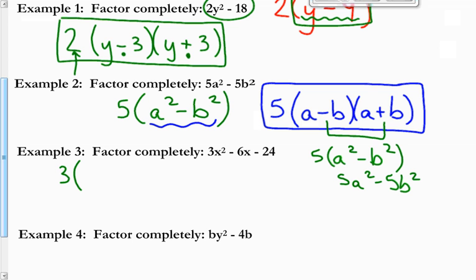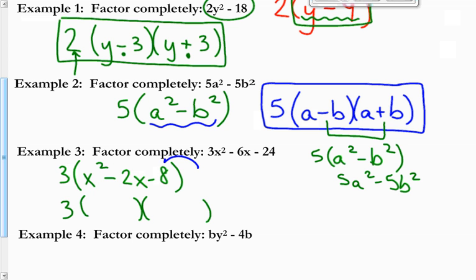GCF is 3 for this problem. So I'm going to pull out a 3 from every term. And I'm left with, this time, not a perfect square in the middle, but a trinomial type problem to factor. So I'm going to put my 3 out in front.